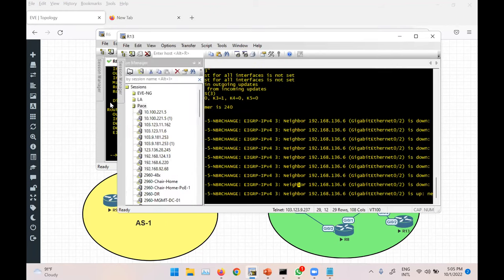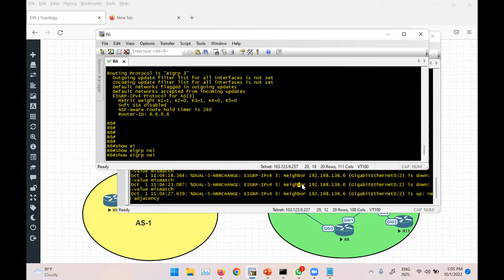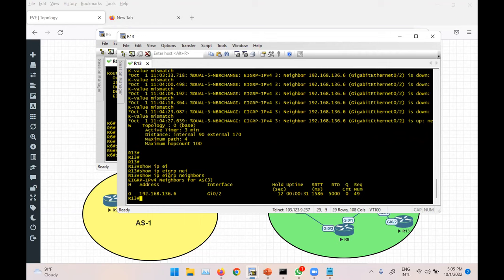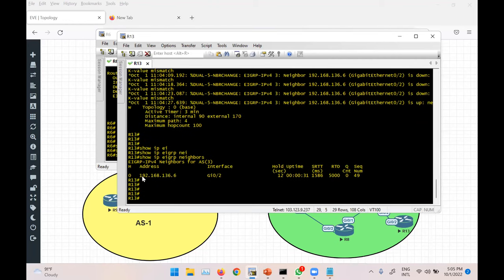So in R6, if you see the adjacency now, show IP EIGRP neighbor. Okay, first we check here. Show IP EIGRP neighbor. Okay, now you are getting the neighbor adjacency has come up. That means the issue was with the K values. First, we resolved the issue with the physical connectivity and the interface IP. Then we found the issue with the K values on the remote side. So now the neighbor adjacency has happened with R6.